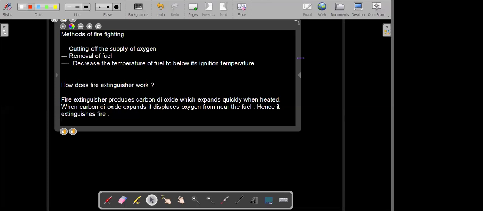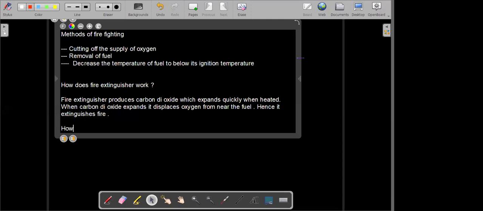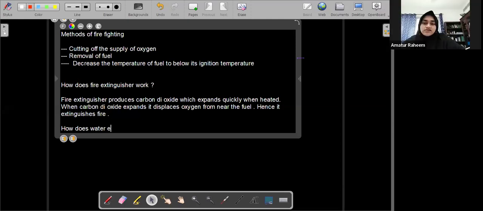The next method is removal of fuel. Or, let's say, how does water extinguish fire? Amatur Rahim, can you explain how does water extinguish fire?